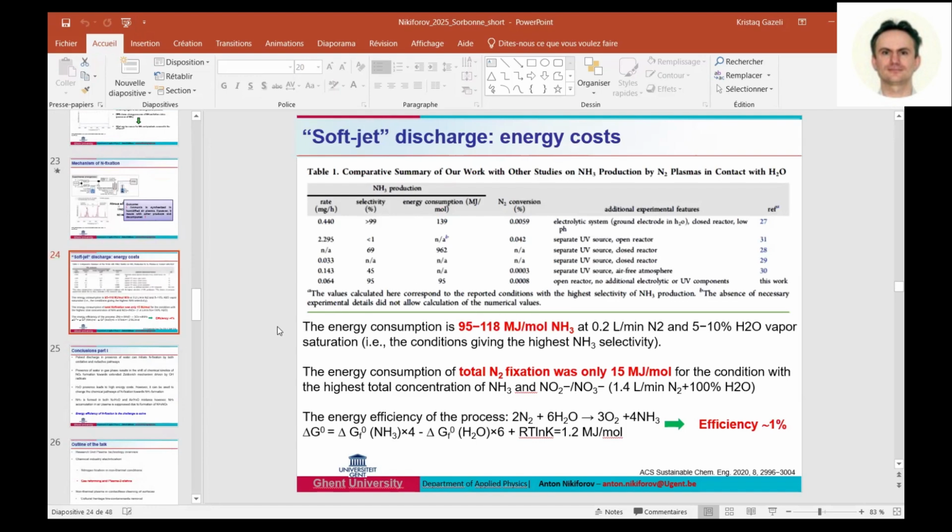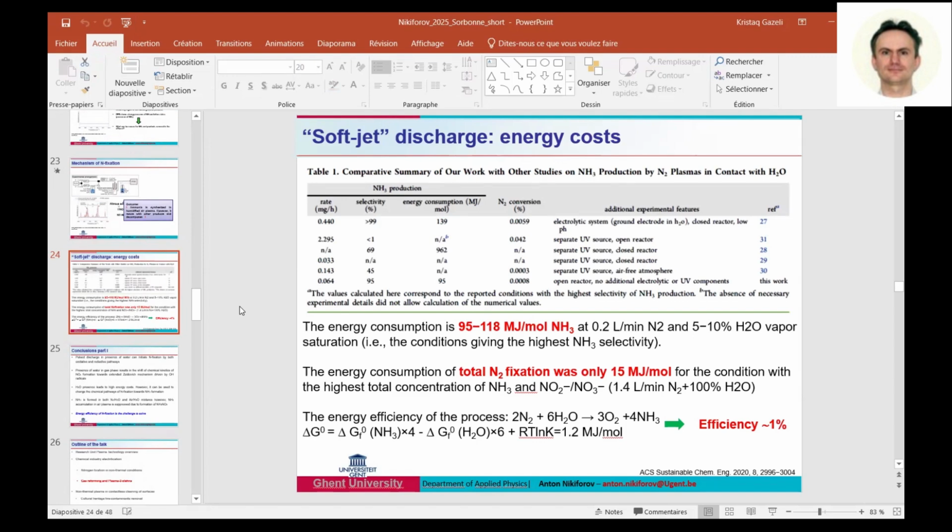I didn't show a table here, but I also had a table in my presentation, which I prepared from the beginning. And very remarkable that now we are 100 years after the first plasma process, which was used to produce nitrogen oxides. And their energy cost was about 2.5 megajoule per mole. And if you look in the literature, very few groups can reach even that number, 2.5 megajoule per mole.